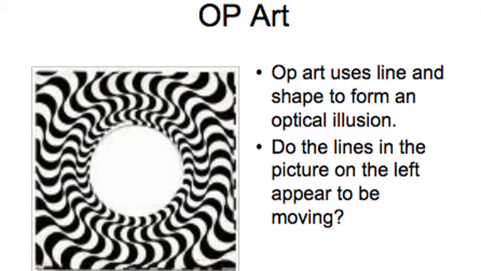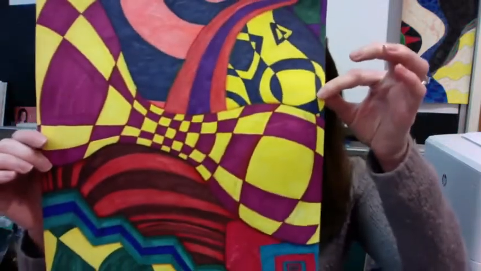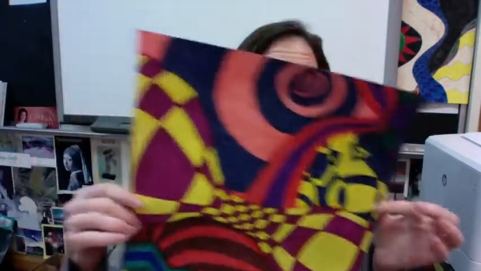Everyone. So today we are going to talk about op art. And the first thing that you need to know about op art is that it uses line and shape to form an optical illusion. And so I'm going to be showing you some examples of how you can make some op art of your own using markers. It's a really simple project to do. It's good to do if you are in the middle school age or even in high school.